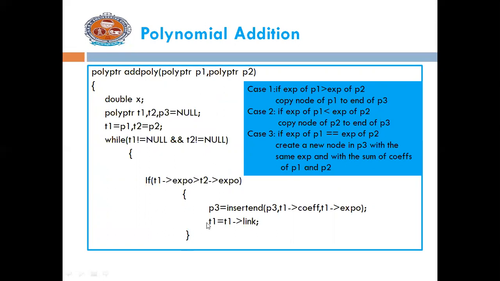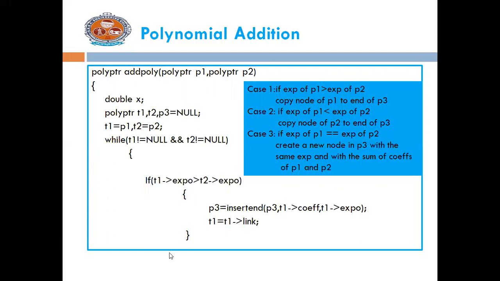So repeat the steps until one of the polynomials is empty. This while is used for that purpose. There are three possible cases. The first case is T1 exponent is greater than T2 exponent. Then take the node from P1 and add it at the end of the list.